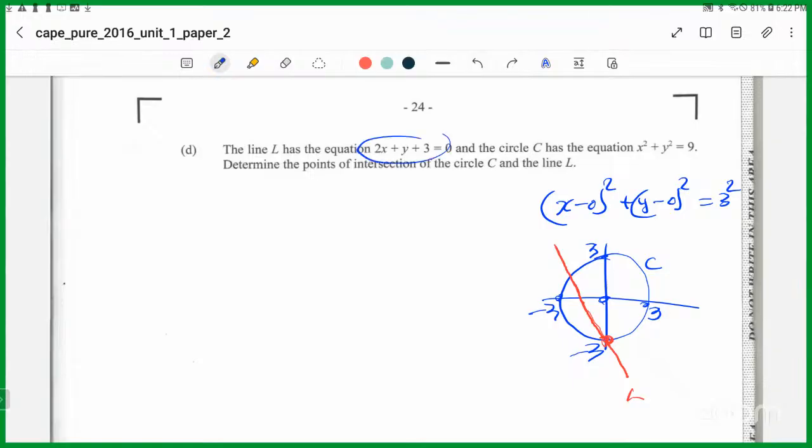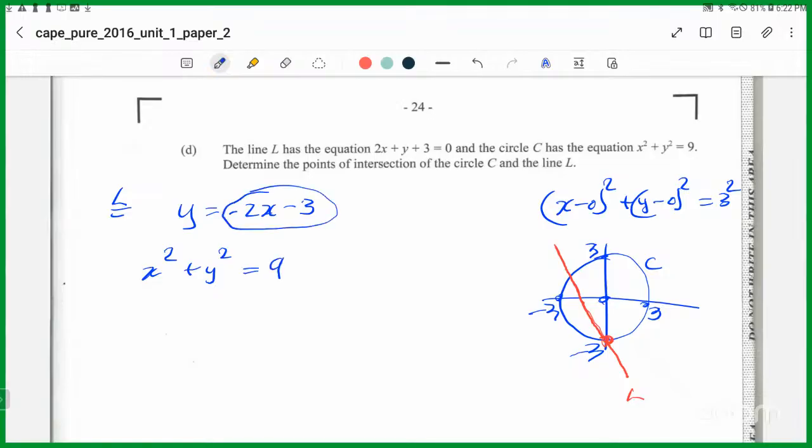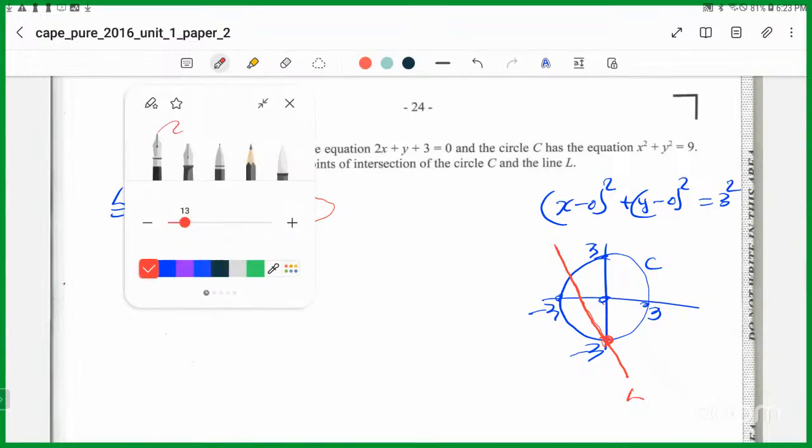So I'm going to make y the subject again. So L is y equals minus 2x minus 3, and the circle is x squared plus y squared equals 9. I'll take this y and substitute it in here. It's a substitution method. The line is saying y is equal to this at the point of intersection, so I'm going to substitute for the y in the circle. Simple as that.